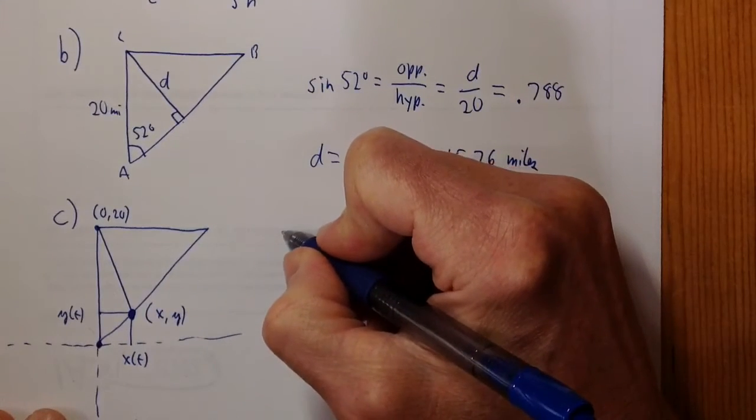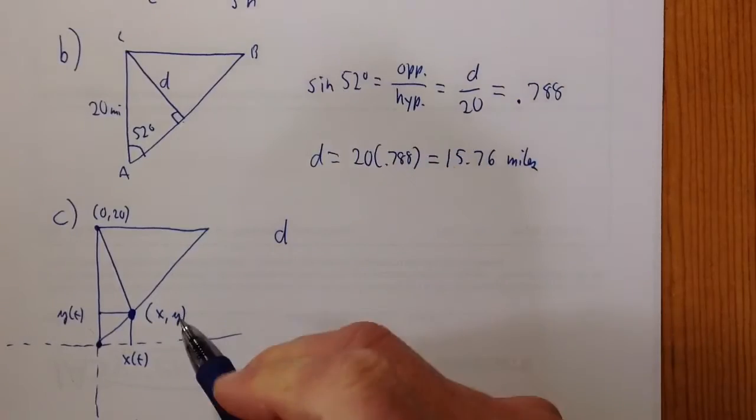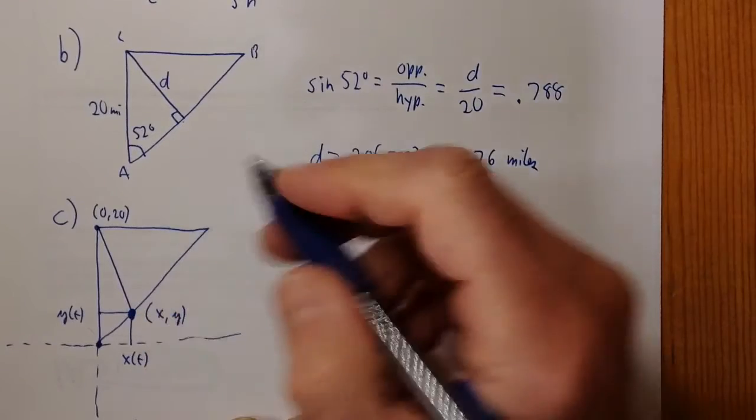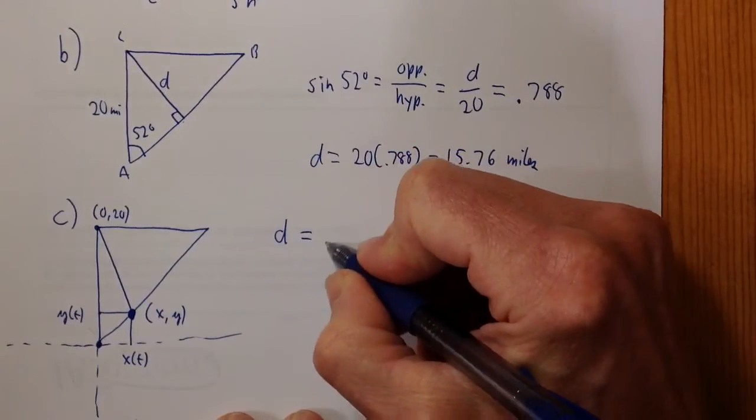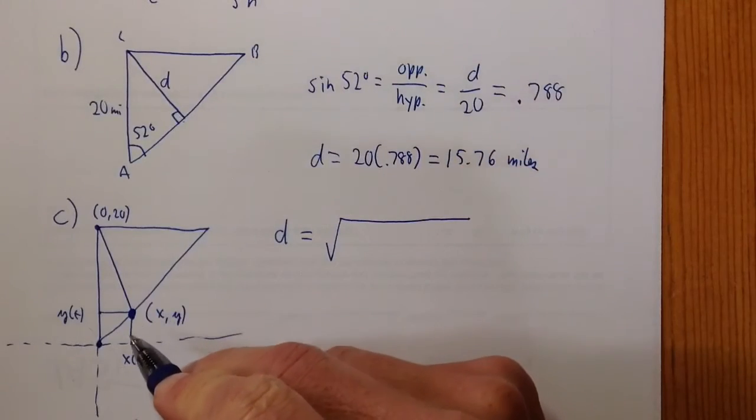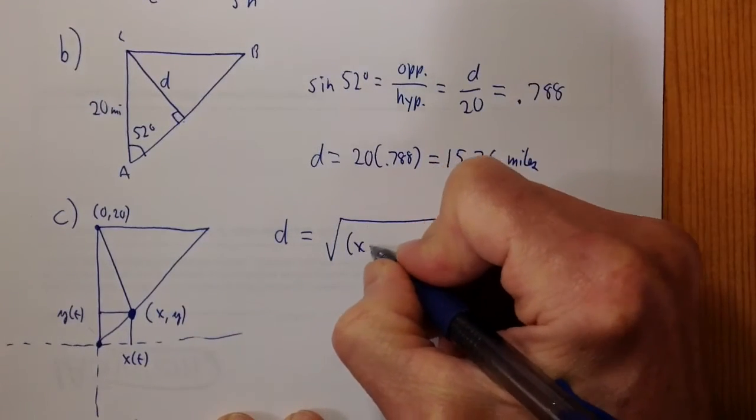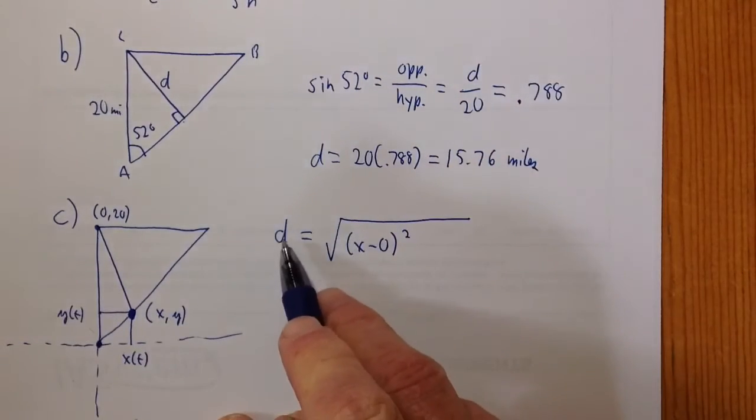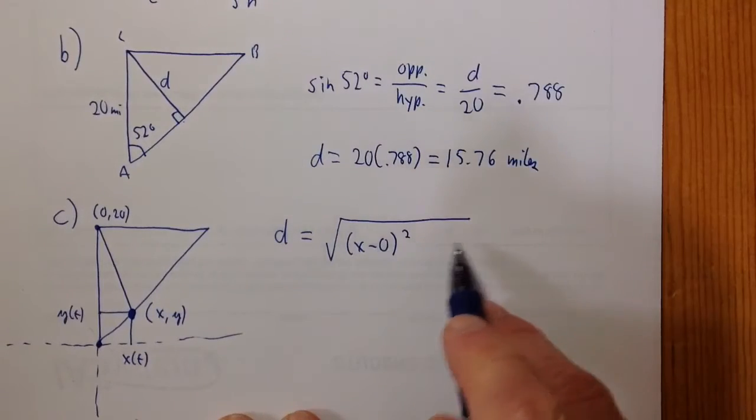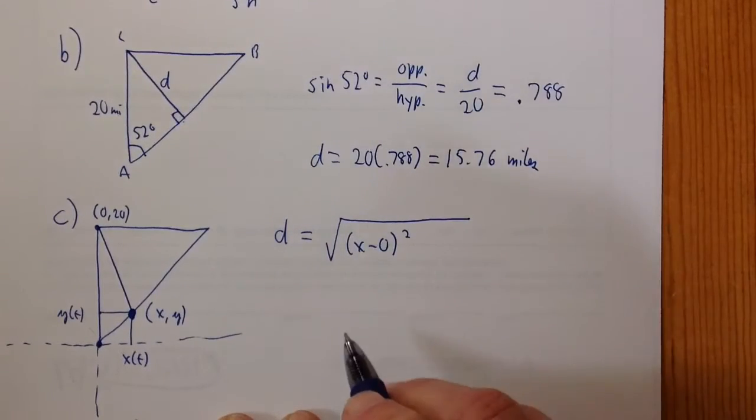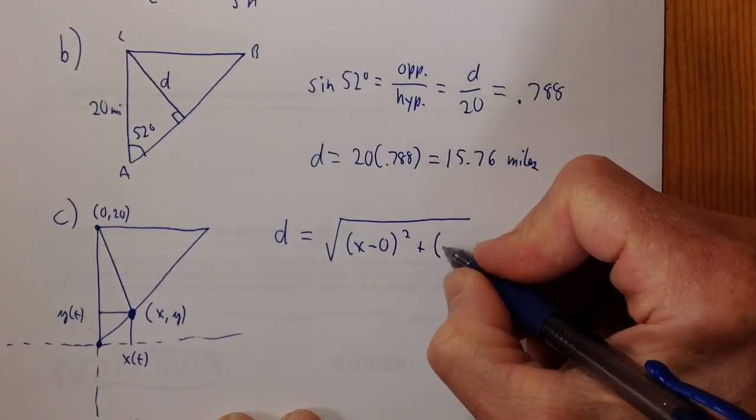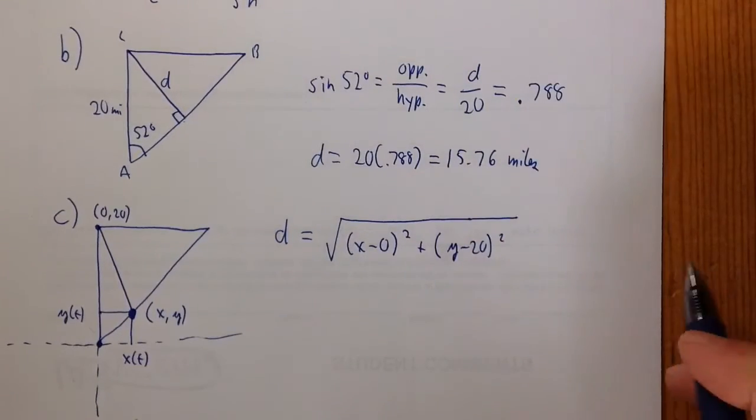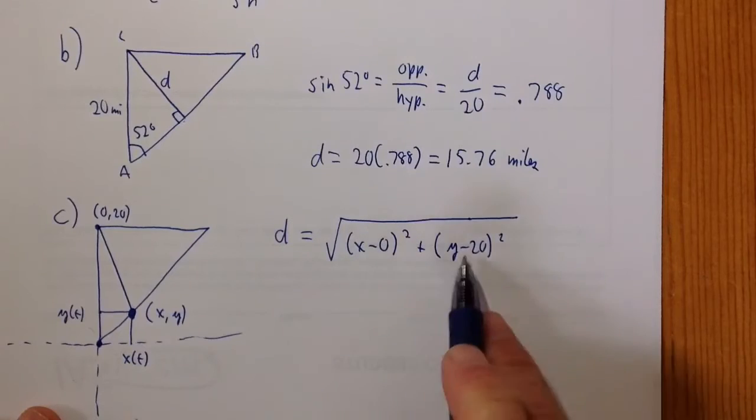So the distance formula, the distance between any 2 points, is just the x difference between them and the y difference between them. So here, the distance between the 2 points is the difference in x's, which is x minus 0 squared. It's just the Pythagorean theorem. Distance is the square root of x squared plus the distance in the y position, so y minus 20 squared. So we just have to figure out what x and y are as a function of time.